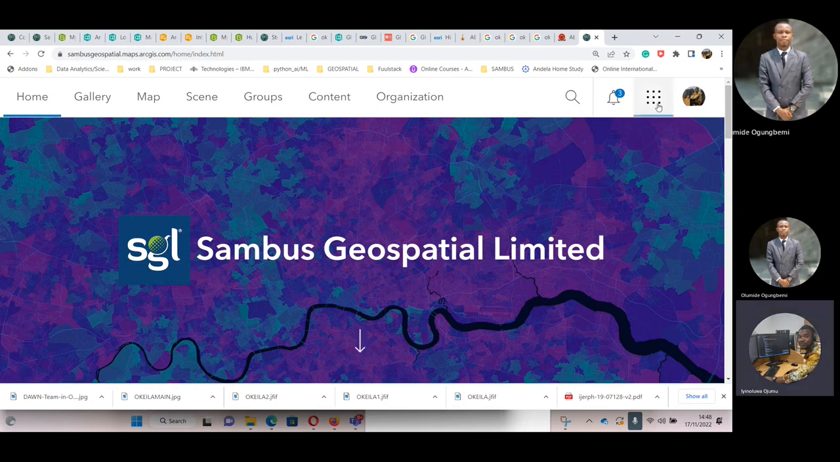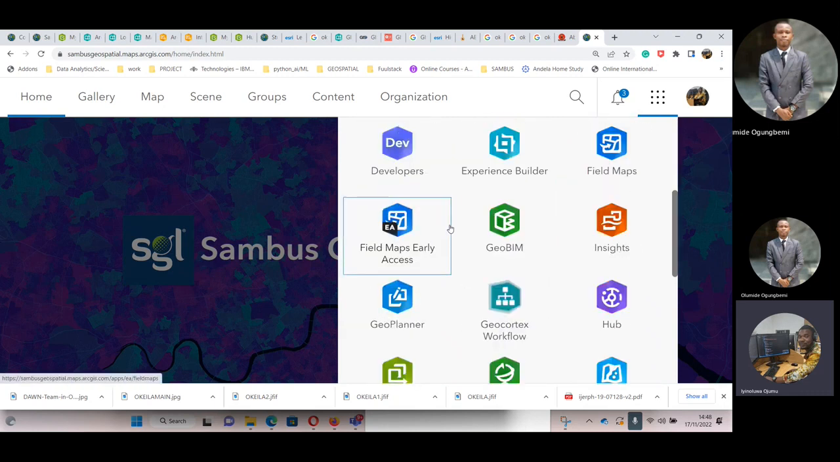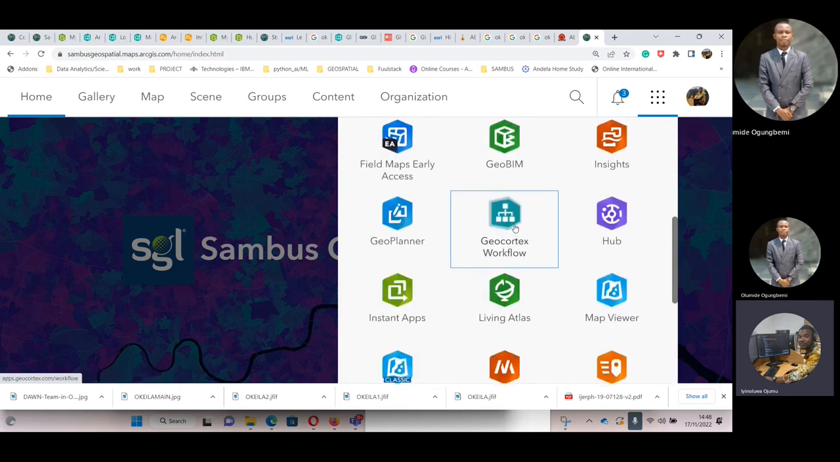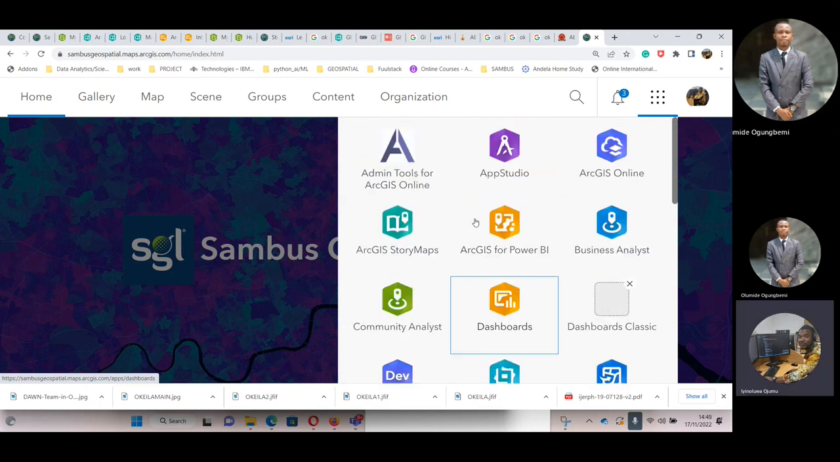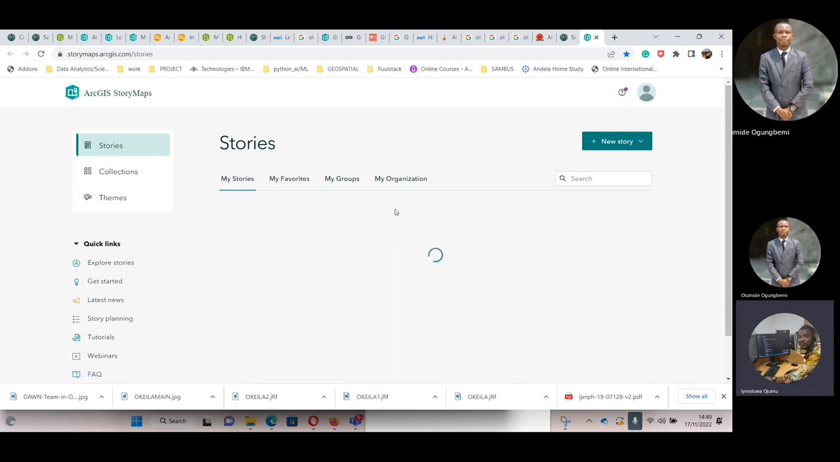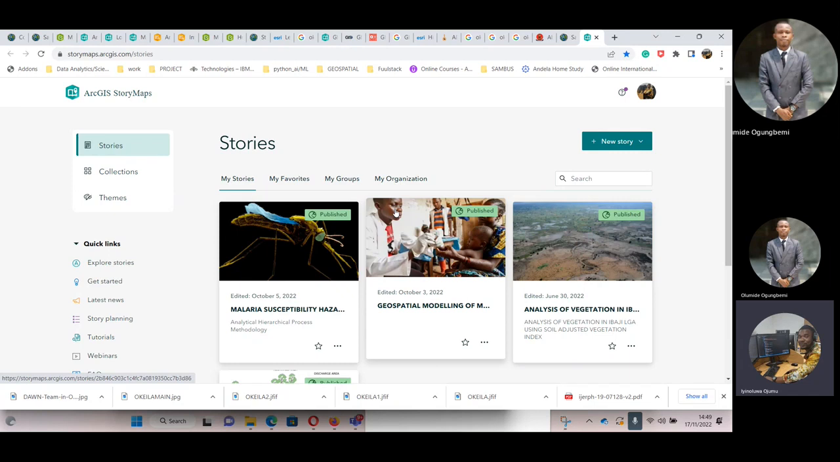On ArcGIS Online, we have different applications, and one of the applications that I'll be talking about is StoryMaps. Everybody say ArcGIS StoryMaps. Say StoryMaps. So the ArcGIS StoryMaps is what I'll be talking about. This is it here. We have different applications on ArcGIS, but we're talking about ArcGIS StoryMaps today. Let me open StoryMaps for you, but before we do anything on it, I would like to give you a little gist about StoryMaps.